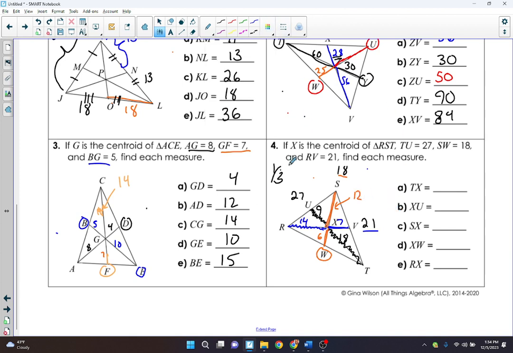After I label all of that, it's pretty easy to solve the answers. TX is 18. XU, from X to, where's U? Over here, 9. SX is 12. XW is this one, which is 6. RX, so R to X, is 14.